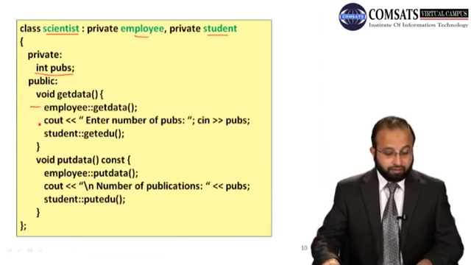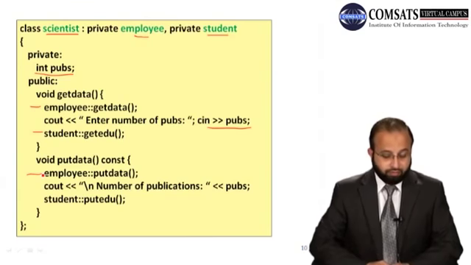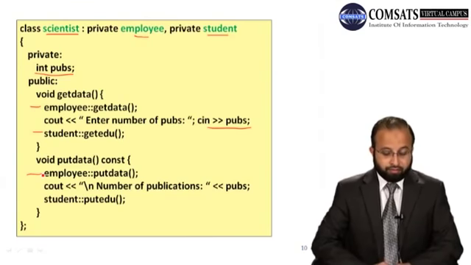We first call the get data function and the get edu function, and before the get edu function we display a message, enter number of publication, then we input it in publications. And what happens in the put data function? You're calling put data for employee, which will basically print the name and number of the employee, and then the number of publications will be printed, and then you call the put education function.